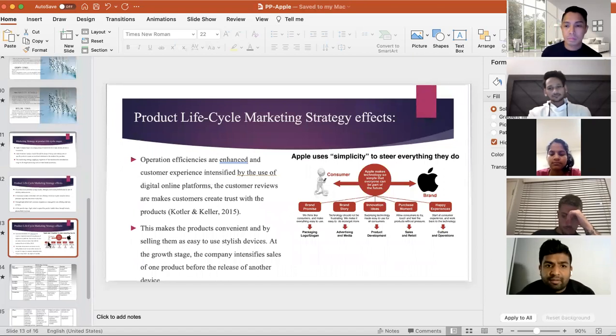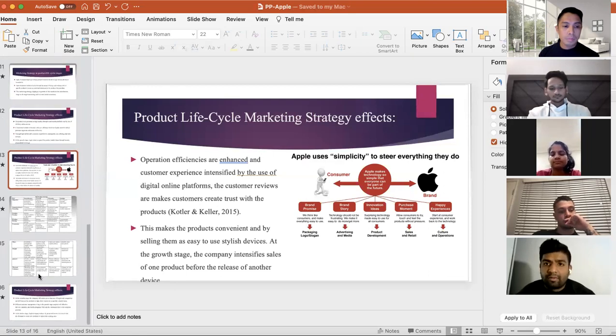Next, please. In this diagram, you can see how Apple uses simplicity to expand their share, such as a logo or their slogan. You can also see that customer reviews make customers create trust with the brand. When a customer buys a product from Apple, they have to leave a review for each product, and then Apple uses that review for future products to make them better.